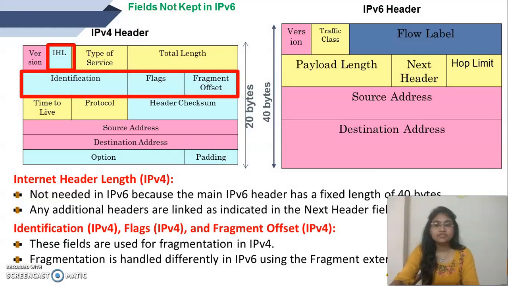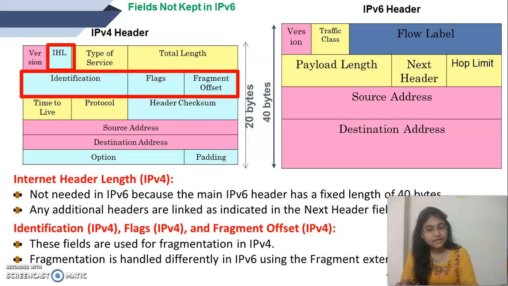Next are the fields which are not kept in IPv6. These are the fields which are used only in the IPv4 packet format, but not used in the IPv6 header format. See here, they are indicated by the faint green color. It is used in the IPv4 header, but this color you will not see in the IPv6 header. In IPv4, we are using the internet header length. It is used to indicate the length of the header.